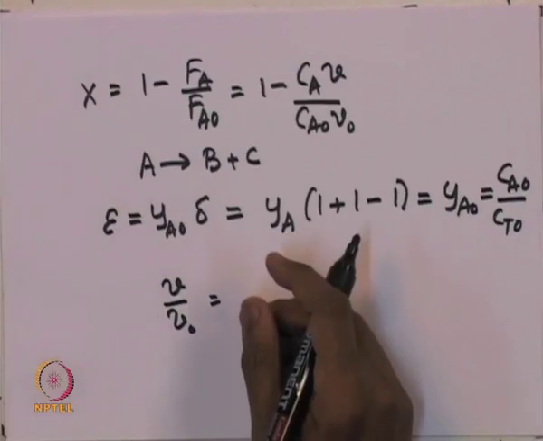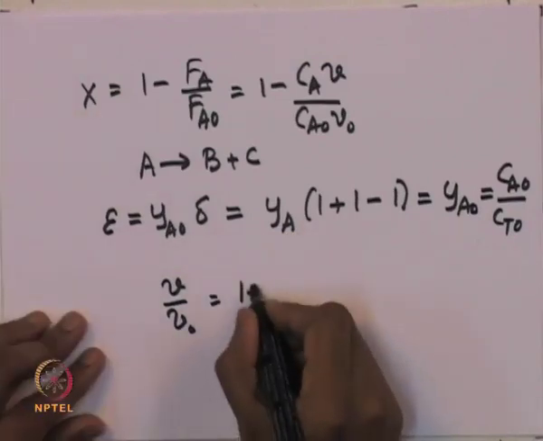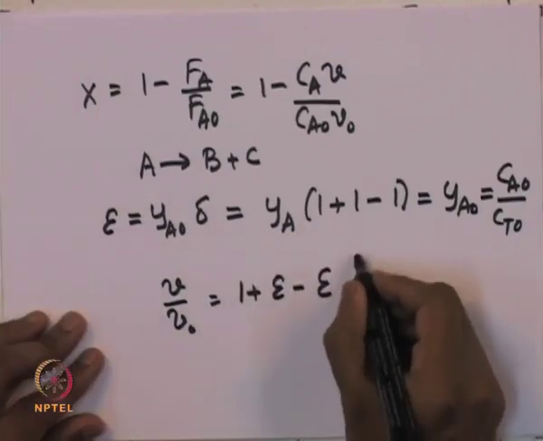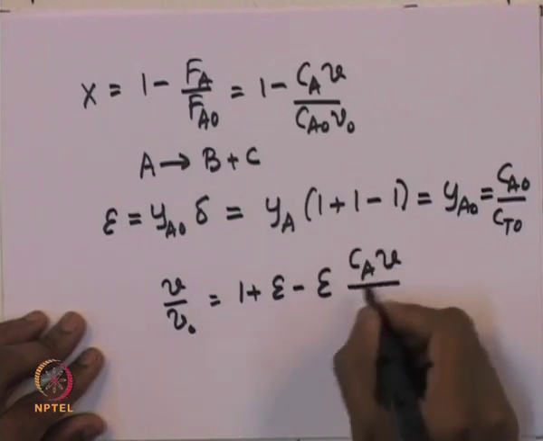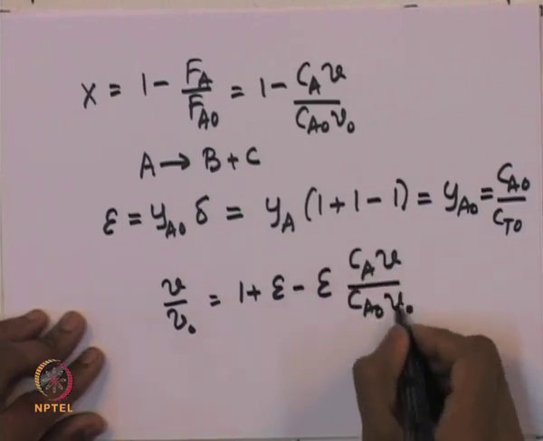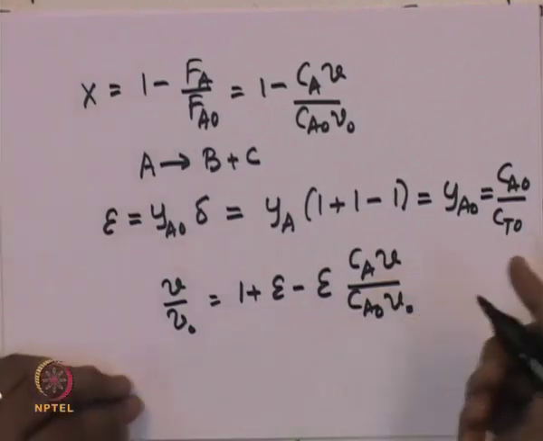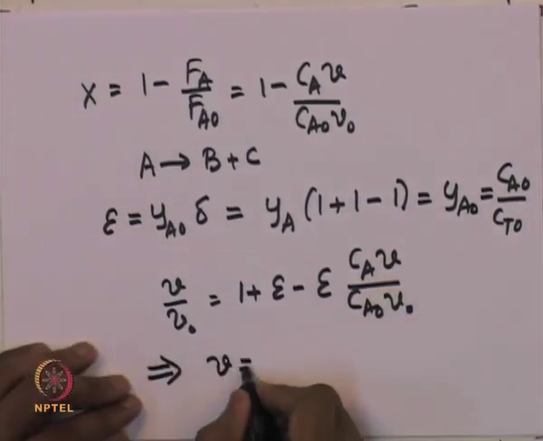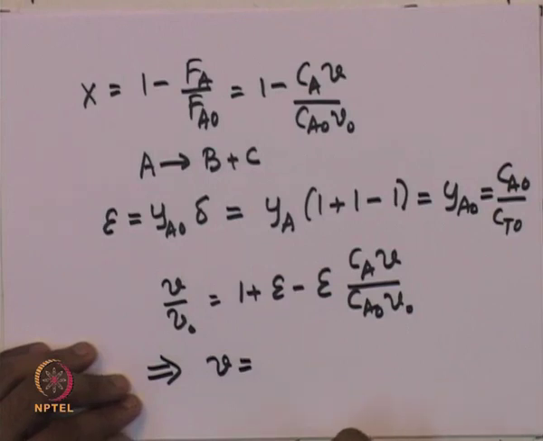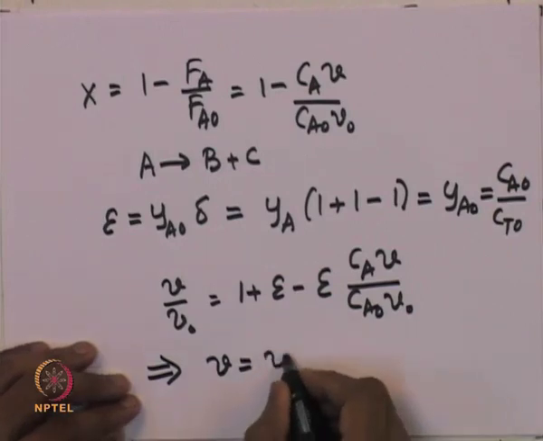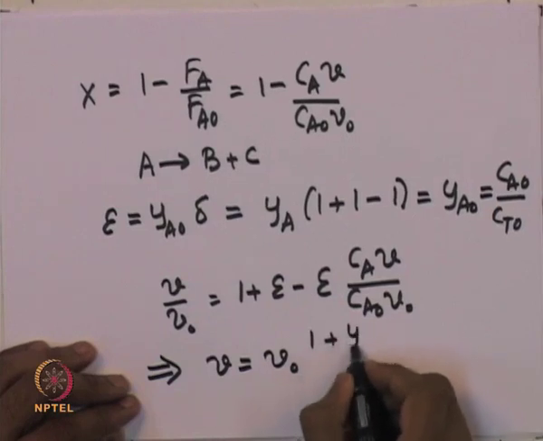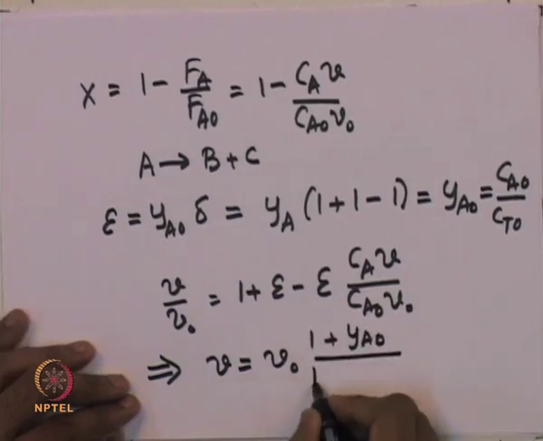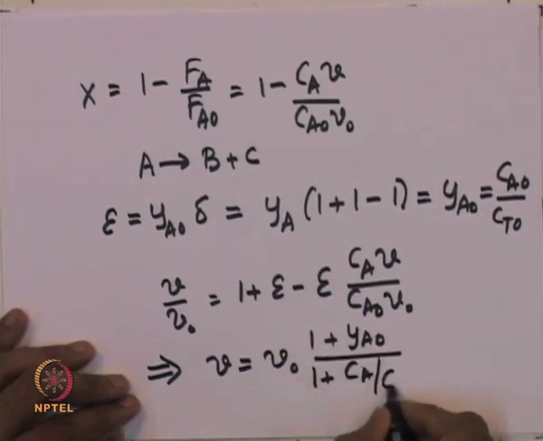as 1 plus epsilon minus epsilon into Ca into V divided by Ca naught into V naught, and from here we can easily deduce that the volumetric flow rate of the stream that leaves the reactor should be equal to V naught into 1 plus Ya naught divided by 1 plus Ca by Ct naught.